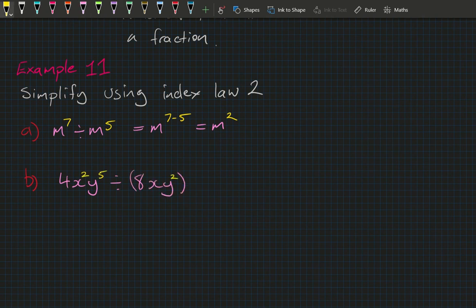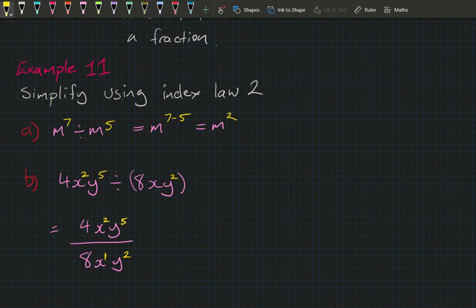In part B, the expression is 4x squared y to the 5 divided by 8x y squared. That was really kind of them to put everything in brackets, so now we know everything to the right of the division sign is in the denominator, so we can rewrite that now as 4x squared y to the 5 all over 8x y squared. And in the future, I don't think you'll need to do this, but just for now, it might be easier if we write that x is equal to x to the 1.